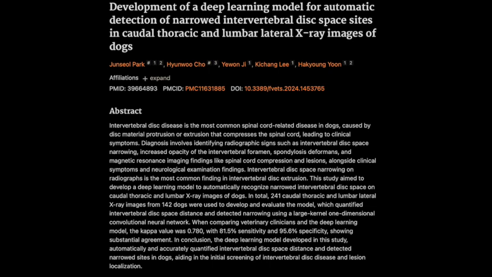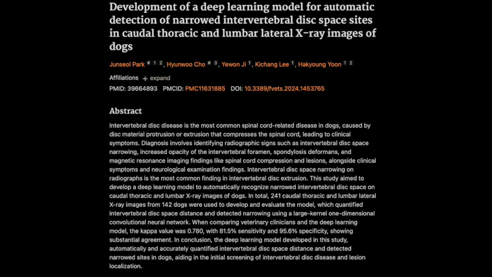There's an important caveat here. Certain discs, specifically the T10-T11 and L5-L6 discs, often appear narrowed on X-rays, even in dogs without spinal cord compression. This means that a narrow disc space alone doesn't necessarily equate to clinically significant IVDD. So what does this mean for using this model in practice? It sounds like we can't just rely on the AI's findings alone.